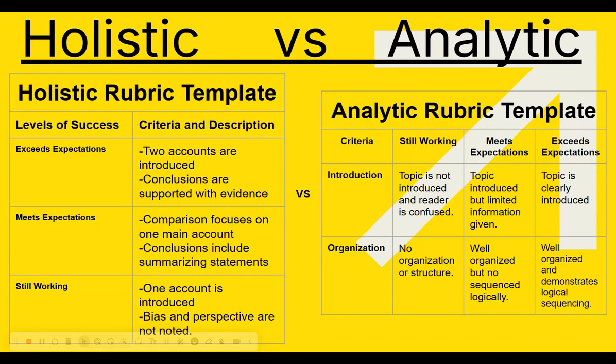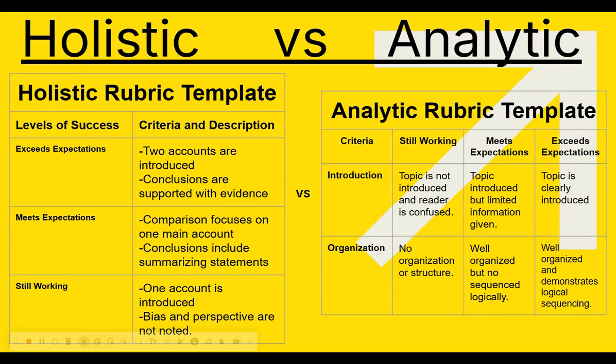Here are 2 rubric templates that dive a little bit deeper into those holistic and analytic rubrics. Inside the holistic, we talk about the whole product together and whether it either exceeds or meets or is still working towards the final goal. So we're looking at the whole product, thus holistic.